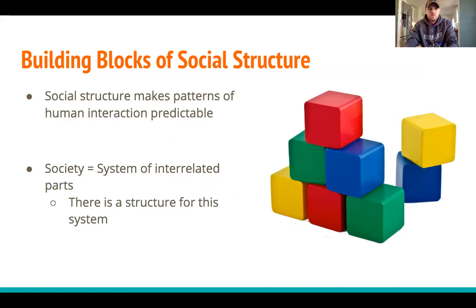And social structure is really, really important because social structure makes patterns of human interaction predictable. So what does this mean, making things predictable? Well, let's think of an example. Let's think about school, or as school was a month ago, right? School and the structure of school was very, very predictable. We knew the role of a teacher. You knew the role of a student. You knew the role of principals and guidance counselors. And every single person in that school had a specific job to do. And so it was very, very organized and very, very structured.